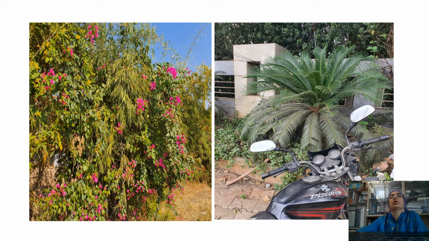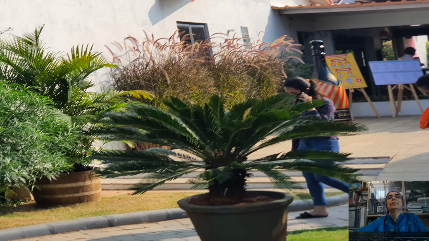This one is a gymnosperm. It is cycas. This particular plant is a gymnosperm, also known as a living fossil. See, I'm showing you the closer view of the gymnosperm, the cycas. It can be grown in pots also, big pots.